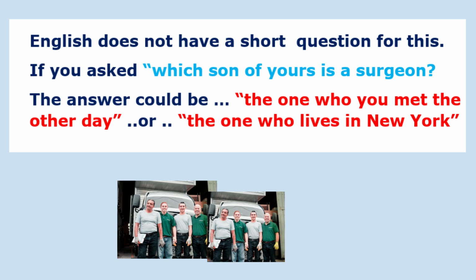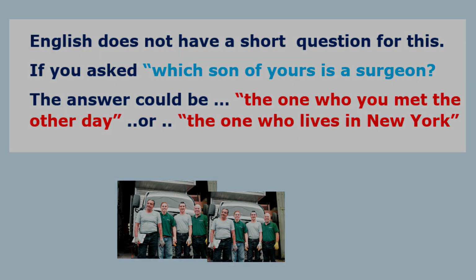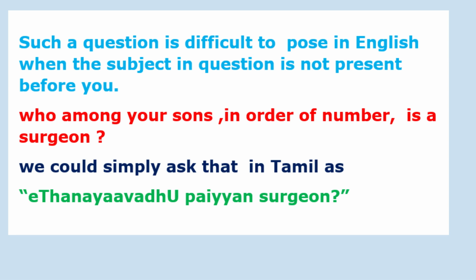English does not have a short question for this. If you ask someone which son of yours is a surgeon, the answer could be the one who you met the other day or the one who lives in New York. So there are many possible answers. It's not a clear second son, third son, which is what we want to know. Such a question is difficult to pose in English when the subject in question is not present before you. So probably you may have to frame the question like this: who among your sons in order of number is a surgeon? However, in Tamil you could simply ask எத்தனையாவது பையன் surgeon?